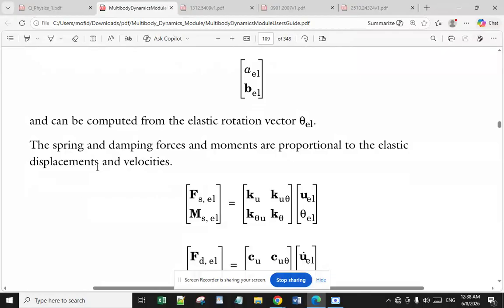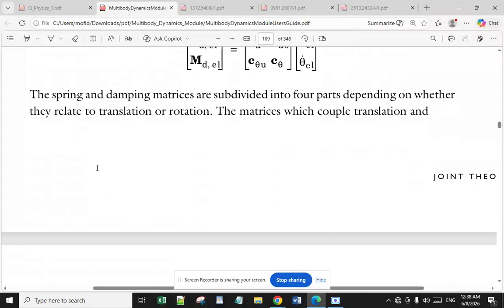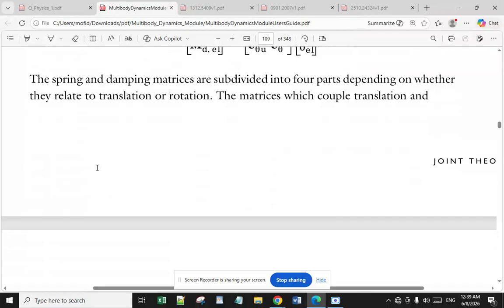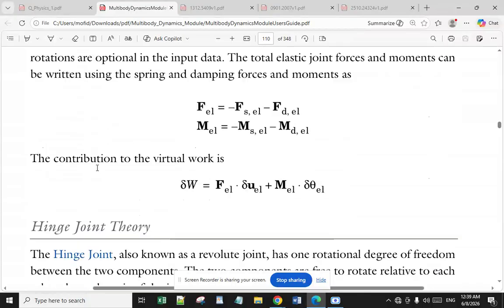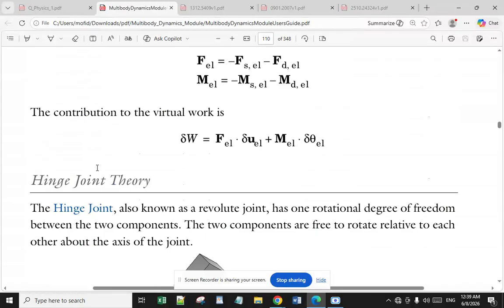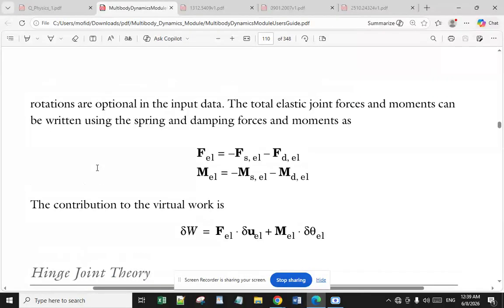The spring and damping forces and moments are proportional to the elastic displacements and velocities. The spring and damping matrices are subdivided into four parts depending on whether they relate to translation or rotation. The matrices group translation and rotations as an option in the input data. The total elastic joint force and moments can be written using the spring and damping forces and moments as follows. The contribution to the virtual work is such as delta W is equal to FA1 multiplied by delta A1 plus MA1 multiplied by delta theta 1.